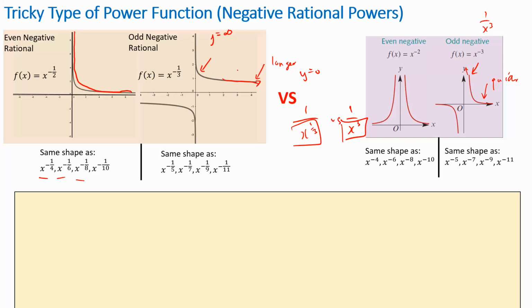That's why I don't want you to memorize that. I want you to analyze it. What if I put a very large number? What if I put a negative? How does that affect it? I'm just talking about even and odds.